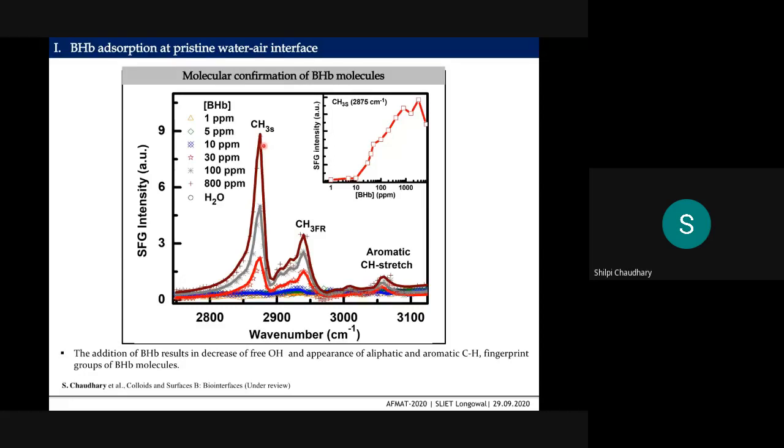So I was talking about the hemoglobin molecule. Since it has both alpha and beta chains, and they consist of aliphatic amino acids and almost 400 methyl groups, which are presented here, we can see the molecular conformation. It also has 50 aromatic residues in both the chains, so the aromatic stretch is quite visible. So we have the adsorption of bovine hemoglobin molecule as a function of its concentration.